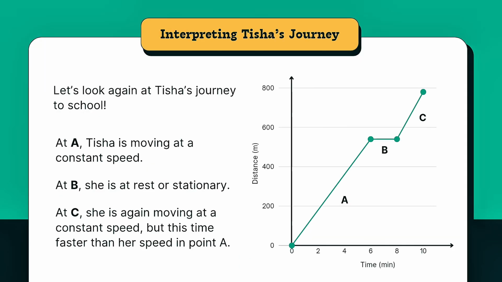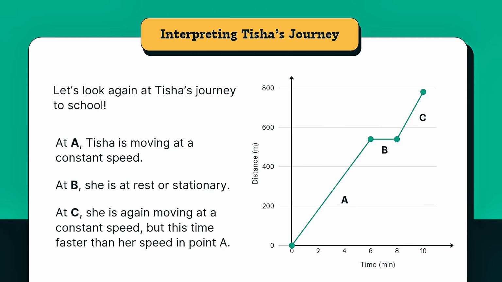Now let's look at the first part of Tisha's graph. From 0 to 6 minutes, the line rises straight upwards. This tells us that Tisha is moving at a constant speed. Next comes the interesting part. From 6 minutes to 8 minutes, the graph becomes completely horizontal. This means time is increasing, but distance is not changing.